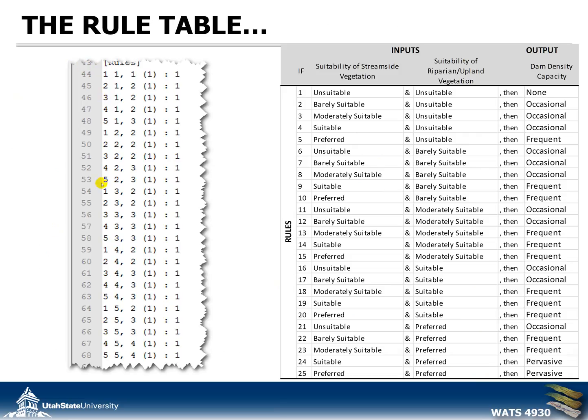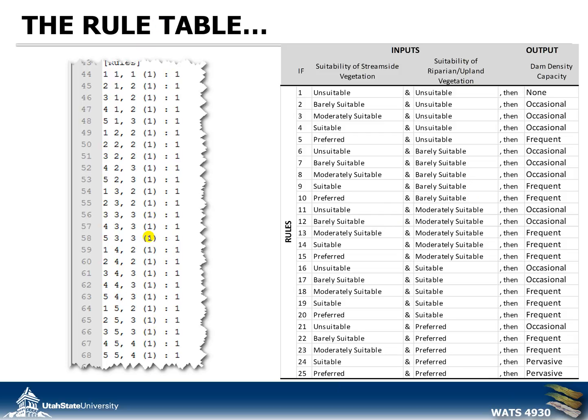And so in the FIS it has a column for rule 1 and which input you're referring to, so membership function 1, 2, 3, 4, 5, and then a column for the second input, and then which membership function, 1, 2, 3, 4, 5, and then a comma, and then you have the output membership functions and which one it corresponds to. And so in words, that's just like saying if the suitability of streamside vegetation is unsuitable and the suitability of upland riparian vegetation is unsuitable, then the output is none. Versus if I come down here, if the suitability of streamside vegetation is preferred and the upland is barely suitable, then we'll call it frequent. Versus if it's preferred, then we'll call it pervasive. And so these rules are just represented here in the inference system with those numbers.